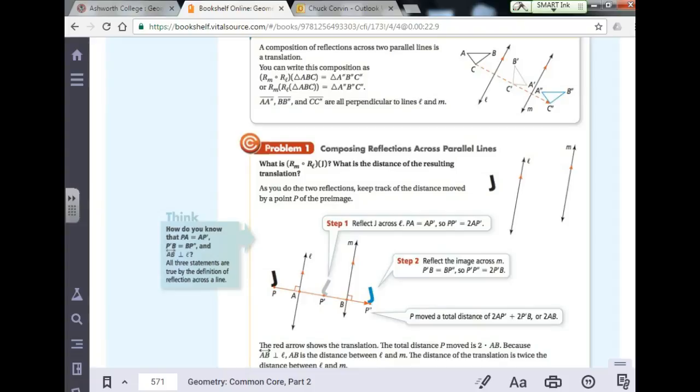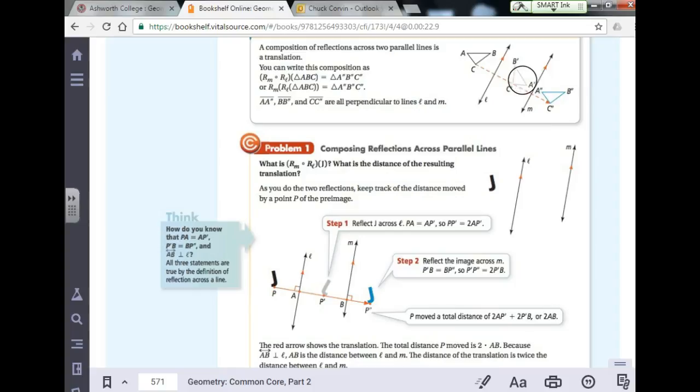Hello, we're going to be looking at problem number 1 on page 571 of your geometry textbook. This is in lesson 9-4. Before we do, though, I want to bring your attention to the rule up here that says a composition of reflections across two parallel lines is really nothing more than a translation, or what we call a slide.